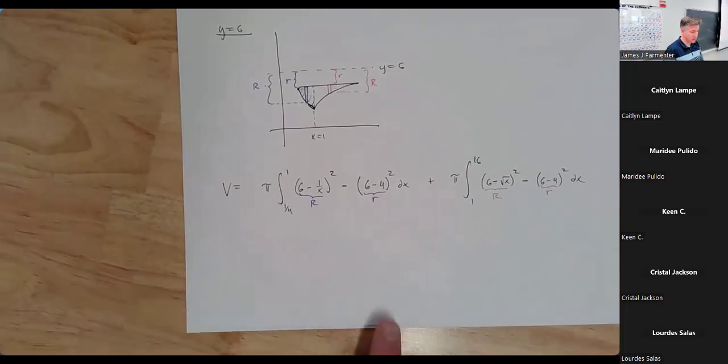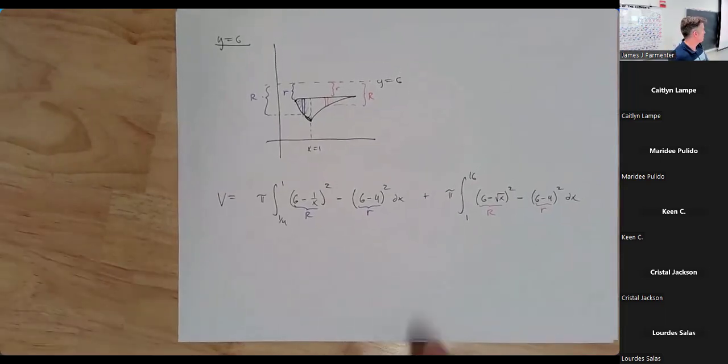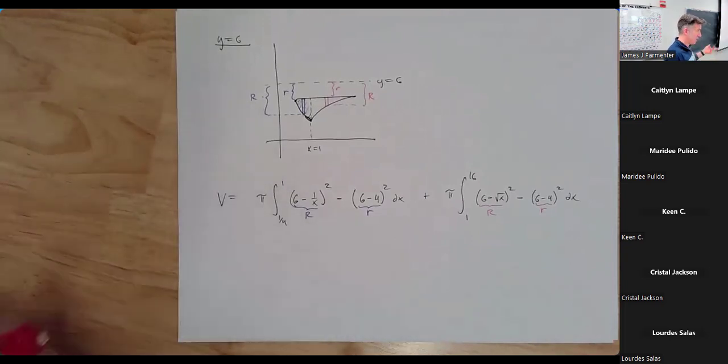This is why the picture is really, really useful, because it helps you see which function is playing the role of the outer radius, and it can change depending on where your axis of rotation is. But the outer radius is always just the difference between the function that is further away and the axis of rotation. And the inner radius is always the difference between the function that is closer and the axis of rotation.